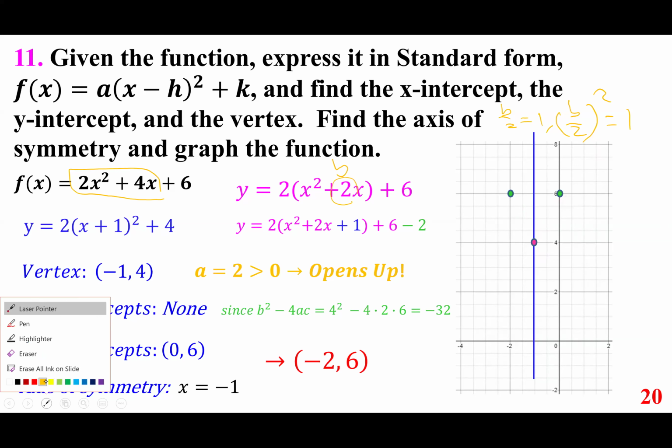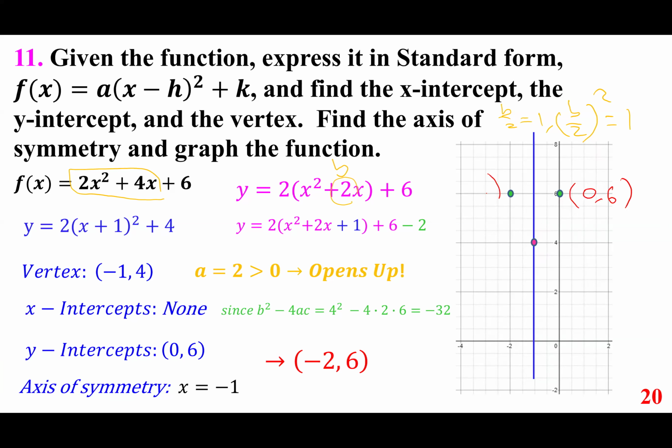And again, because I want to make sure, let me just write this. So this was at (0, 6). And so the vertex is located at (-1, 4). If this distance is 1, so is this distance 1, so this must be -2. That's how we arrive at it. And because it opens up, you just draw it like that, and you're done.